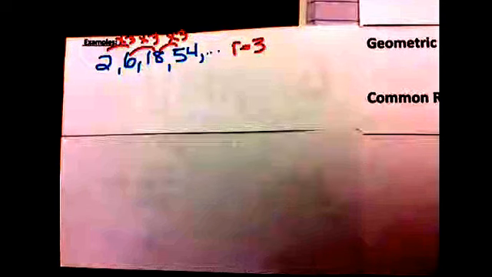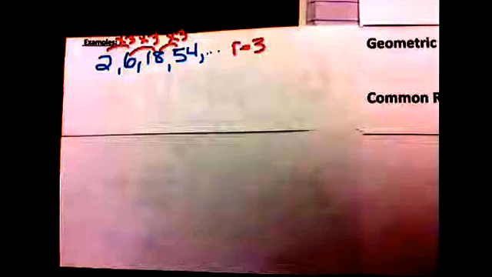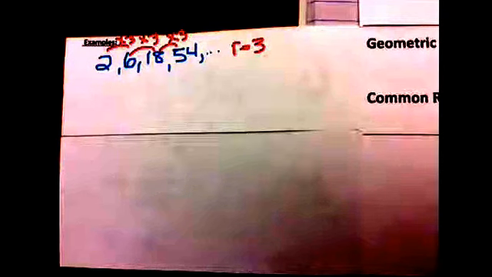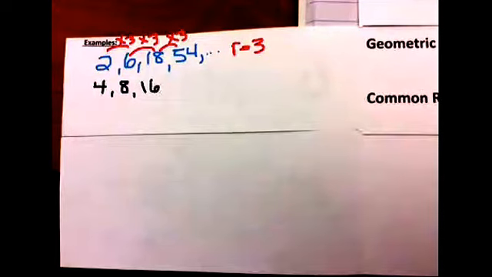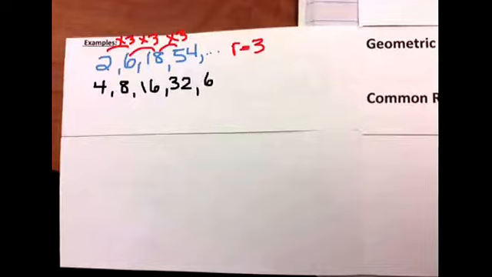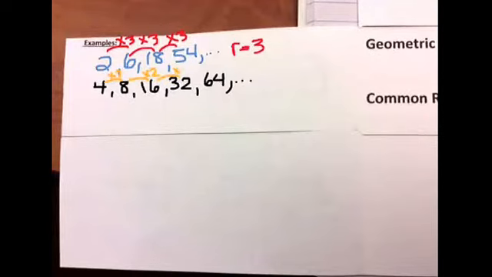We have 2 more examples to do. For our second example, our example is 4, 8, 16, 32, 64, and so on. This time, as I look from term to term, I can see that we are multiplying by 2. Four times 2 is 8, 8 times 2 is 16, 16 times 2 is 32, 32 times 2 is 64. So in this case, our common ratio is 2. So R equals 2.